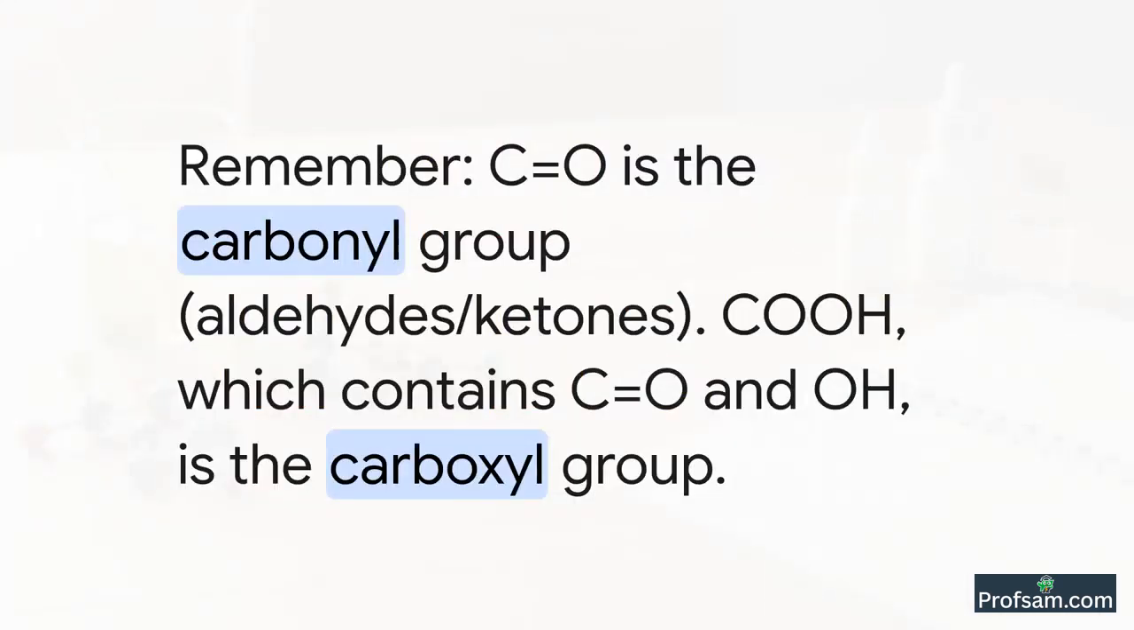Now here is a very, very common point of confusion for students, so please listen carefully. It is very important not to confuse the carbonyl group, which is C double bond with O, with the carboxyl group, which is COOH. They sound similar, but they are different. Remember, C double bond with O is the carbonyl found in aldehydes and ketones. But when that same carbon has a C double bond and an OH group attached, that whole COOH unit is a carboxyl group, and that is what we find in carboxylic acids. They are different functional groups.